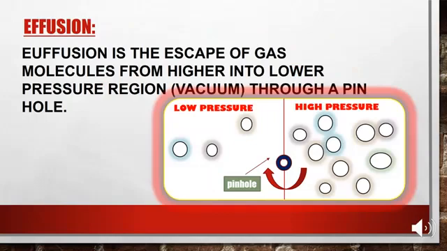So what is effusion? As you can see here in the diagram, a container with two portions, a low pressure region and a high pressure region. So what happens in the case of effusion? The gas molecules move one by one through a pinhole from the high pressure region to the low pressure region. Thus effusion is one-way traffic of the molecules.